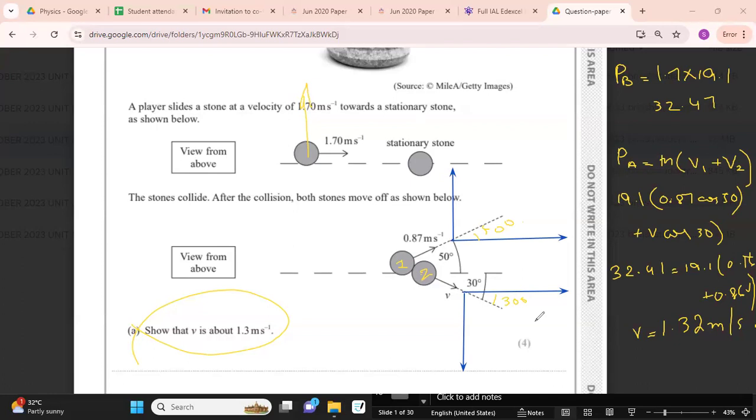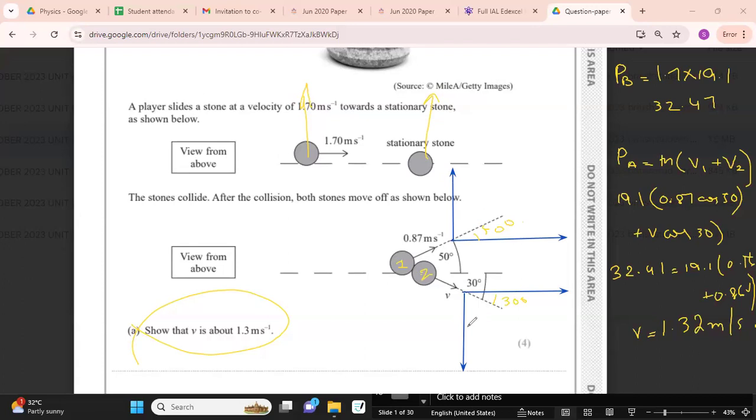But there are times where you cannot be completely sure that these two components are equal to each other, right? It depends upon how the question is provided to you. In this case, we were absolutely sure because there was no vertical component before the collision. If, for example, the stationary stone was not stationary, and it was moving vertically, in that case there would be a vertical component present after the collision, and these two would not be equal to each other. So the second way of solving it is a bit situation based. It depends upon the situation.